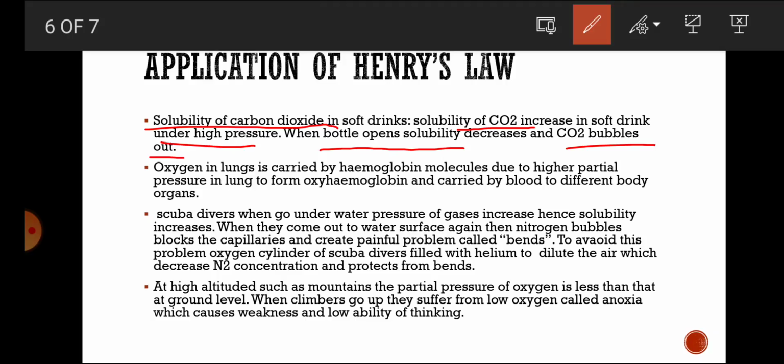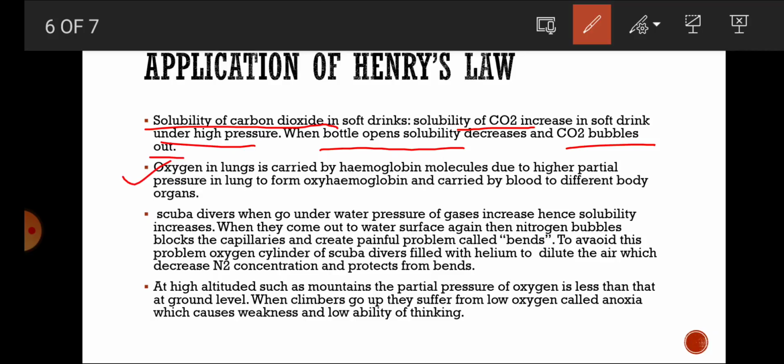Another important factor is the oxygen in the lungs. There is a high partial pressure of oxygen in the lungs. That's why oxygen gets attached to the hemoglobin molecules.